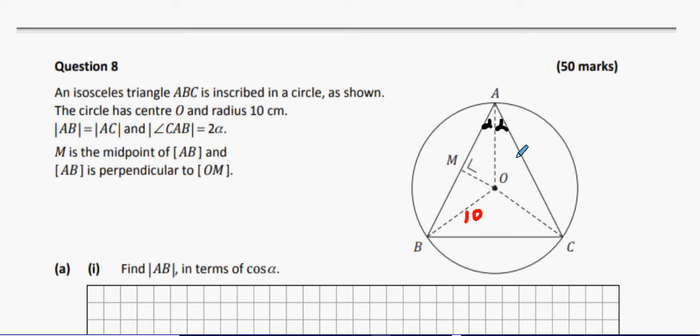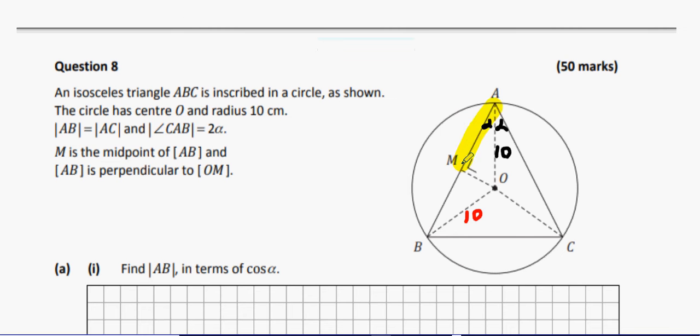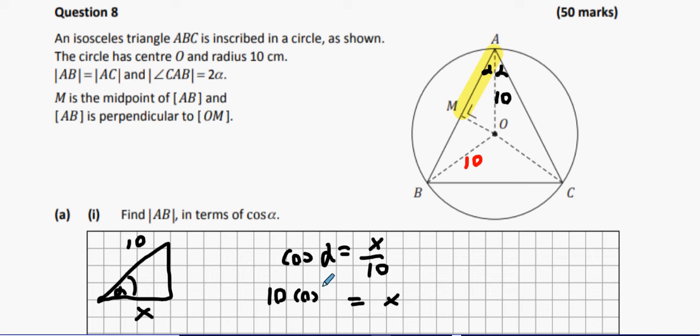Now I have an idea. What I'm going to do is I'm going to find out what AM is. Okay, AM first. Alright, now it's a right angle triangle. So that's alpha, that's 10, and the bottom is A to M. We'll just call it X for argument's sake. So cos alpha is X over 10. Then X on its own is 10 cos alpha, and that means AM is 10 cos alpha.